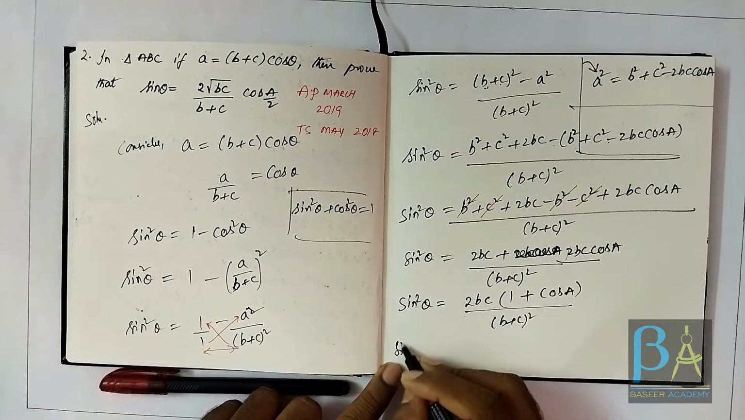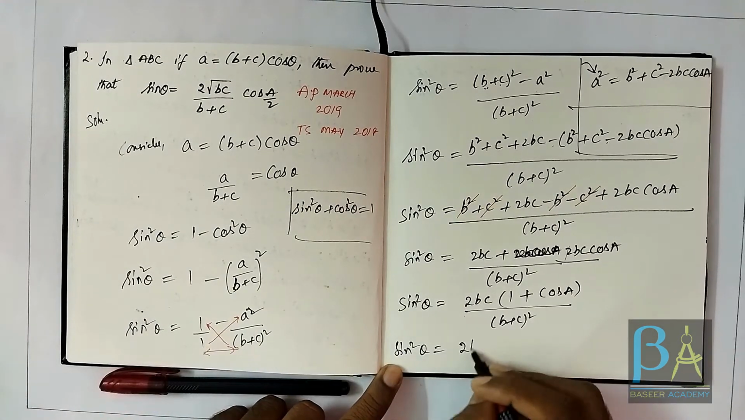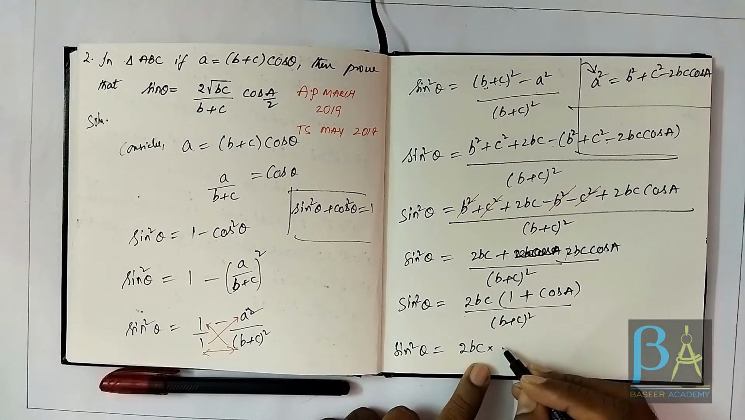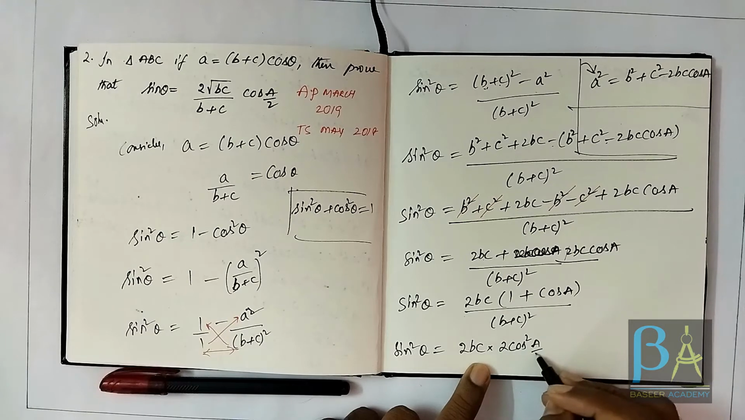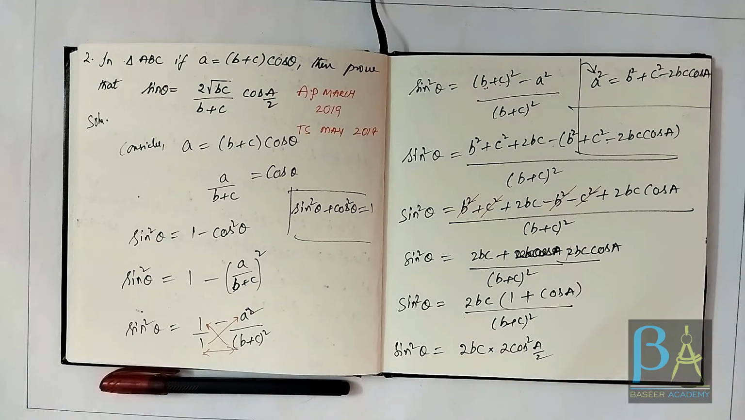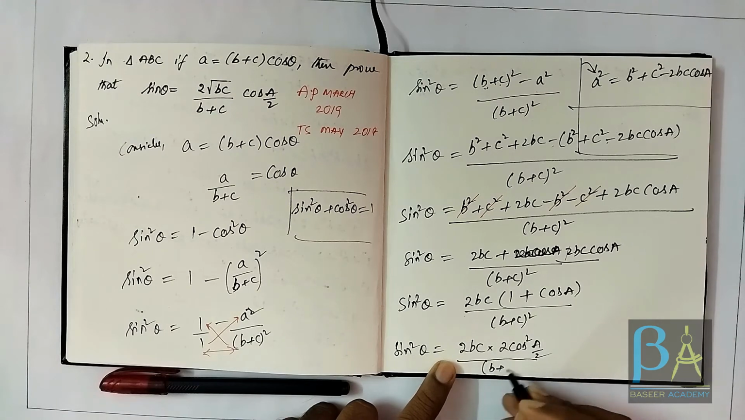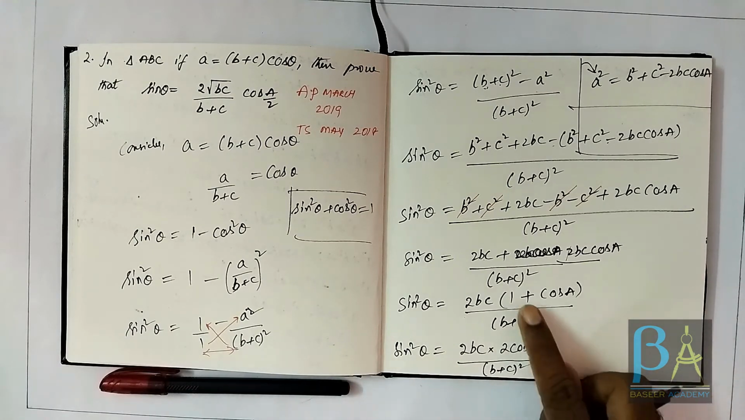Now sin square theta is going to be 2BC into 1 plus cos A, which is nothing but 2 cos square A by 2, isn't it? 1 plus cos A is 2 cos square A by 2, by B plus C whole square. I'm going to write it as it is. This is a direct formula here.